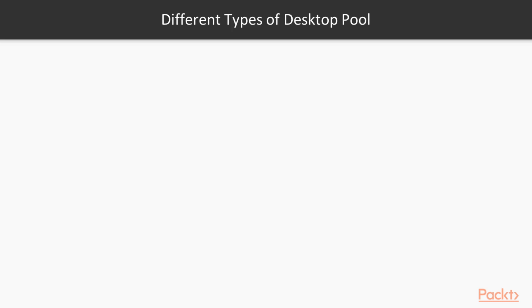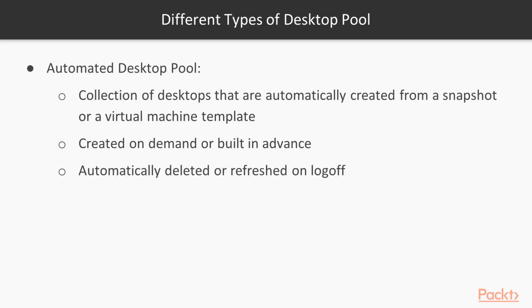There are 3 desktop pool types: automated, manual, and RDS. Automated desktop pools, as the name might suggest, automate the building of a virtual desktop machine within the pool. They are created from either the snapshot of your gold image or from the template that is created of your gold image. Virtual desktop machines are built on demand.